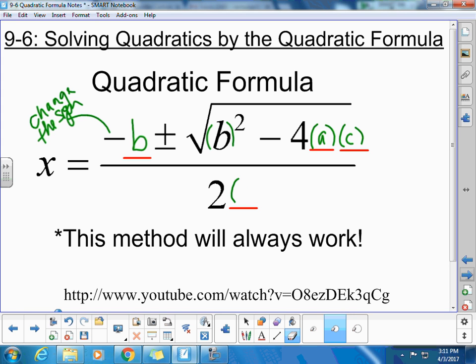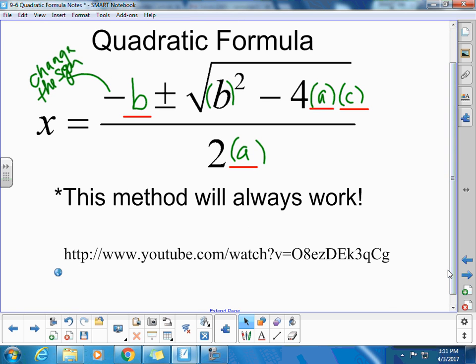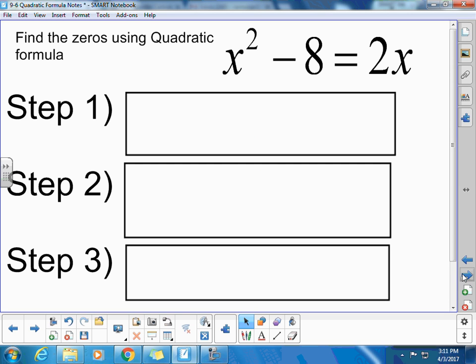So this method always works. It's tedious to do sometimes when we could do something quicker, but it always works. I want you to follow this link, and I'm pretty sure it just has somebody singing the quadratic formula song to you, because there is a song that we all know. It goes to Pop Goes the Weasel, to memorize this equation. So you should listen to that link and try to memorize this equation.